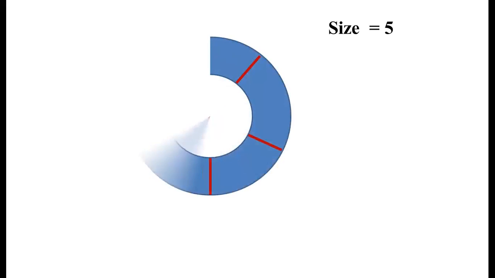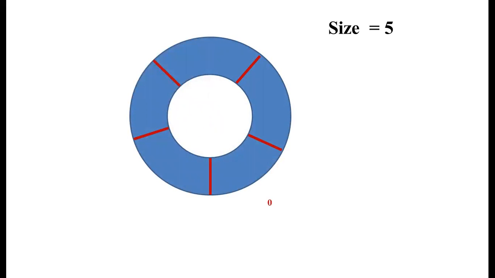Then, how the elements will be arranged, let us see. Here, the size of the circular queue is 5, with indexes from 0 to 4. So here also, to perform the insert operation, we need to go with the rear, and for deletion we need to go with the front.